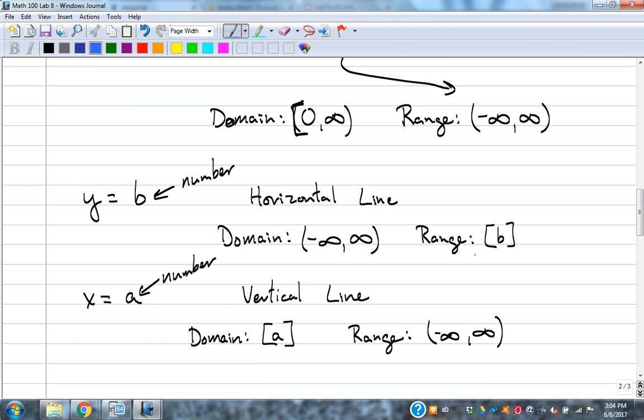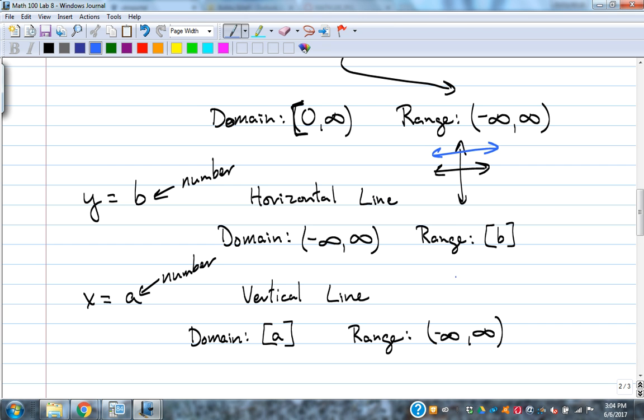Horizontal lines are going to look like this on the coordinate plane. Depending on what number b is, whatever number b is, there's going to be a horizontal line at that number with a domain from negative infinity to positive infinity. The range is only that value that y is equal to.